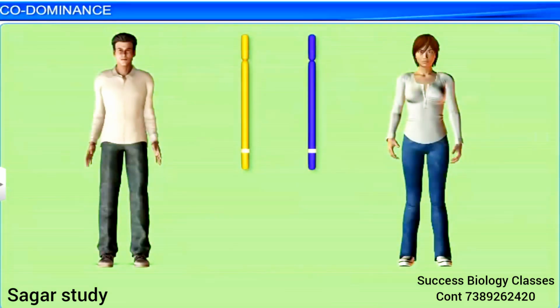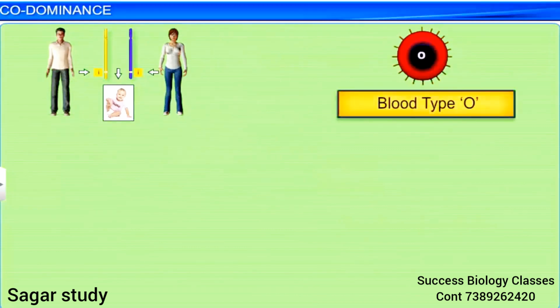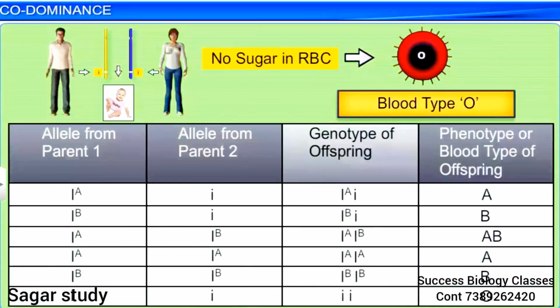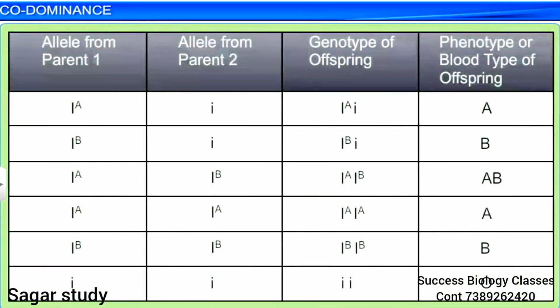However, if the alleles from both parents are small i, the RBCs have no sugar in them, and so the genotype of the offspring is small i, small i, and the phenotype is O. Therefore, as there are 3 different types of alleles, there are 6 possible genotypes and 4 different blood groups or phenotypes that exist.